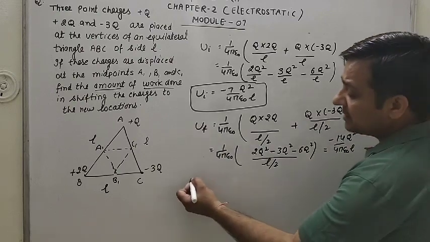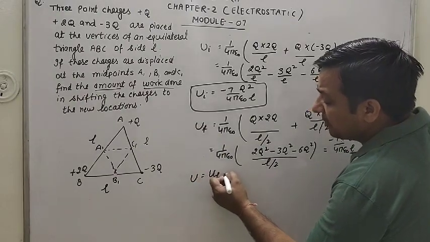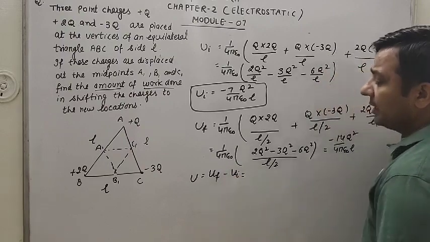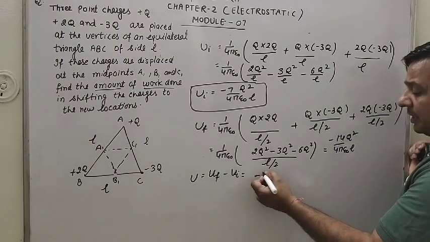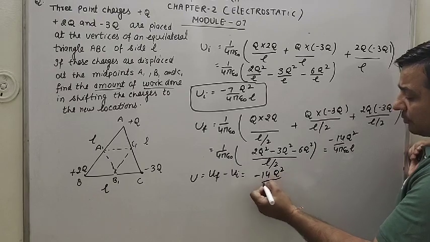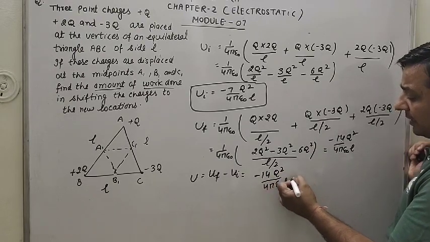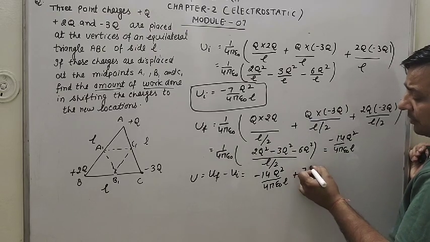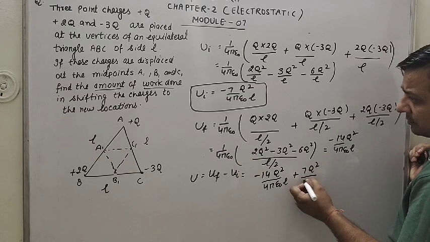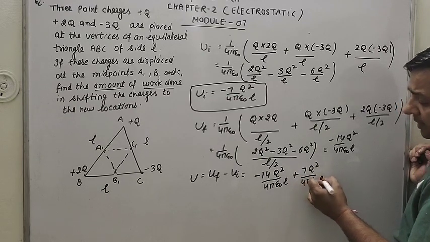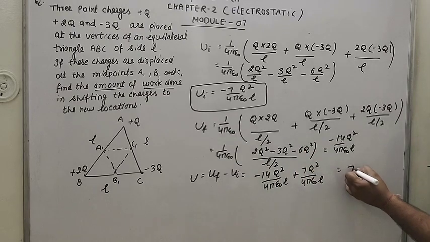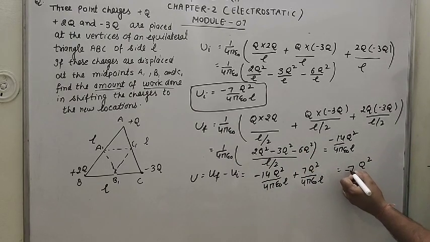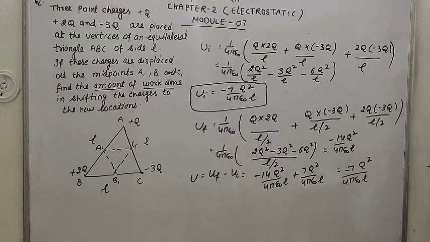Now the total work done is equal to U final minus U initial. U final is minus 14q squared upon 4 pi epsilon naught L, minus minus, plus 7q squared upon 4 pi epsilon naught L. The denominator is the same, so it is minus 7q squared upon 4 pi epsilon naught L, and this is the net work done in shifting these charges.